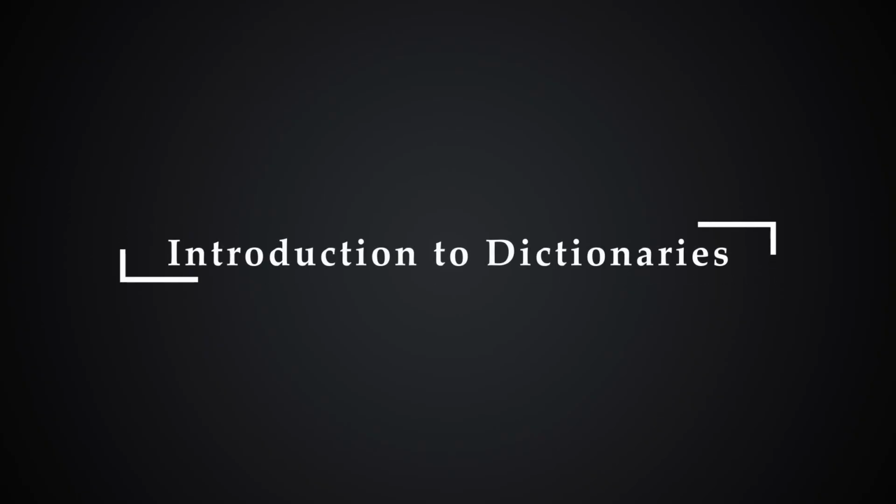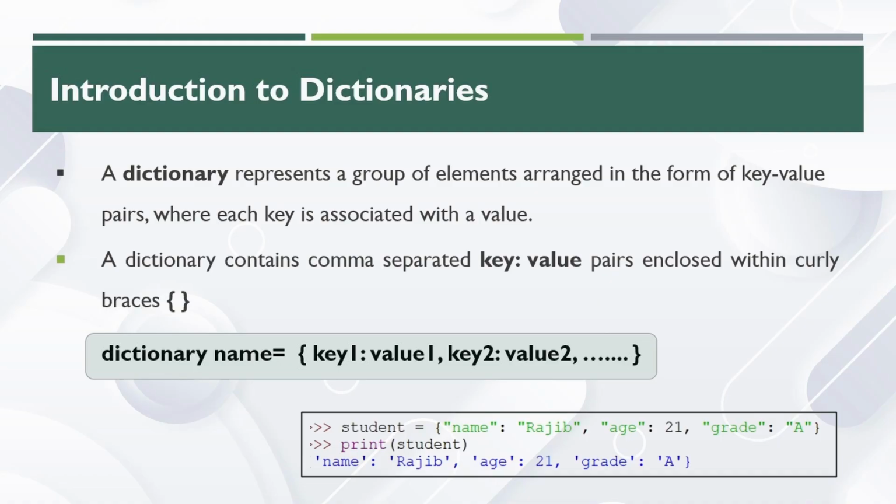Now let us talk about dictionaries in Python. A dictionary in Python represents data in the form of key value pairs. Each key in a dictionary is mapped to a value. These key value pairs are enclosed within curly braces and separated by commas. The syntax and an example are provided here. In the example, the student dictionary contains 3 key value pairs and it is displayed with a print statement.